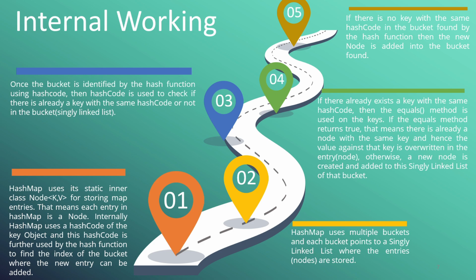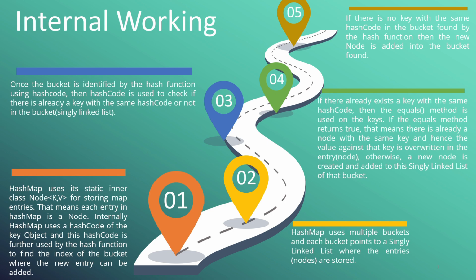Now the next thing is HashMap uses multiple buckets and each bucket points to a singly linked list where the entries, that is the nodes, are stored. What do you mean by buckets? Buckets are internally an array. If you do not specify the size, it will be of size 16, and every bucket will point to a singly linked list, and that linked list will store the entry as a key value pair.